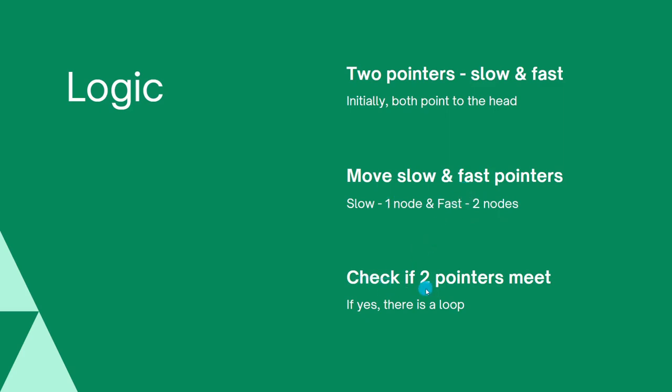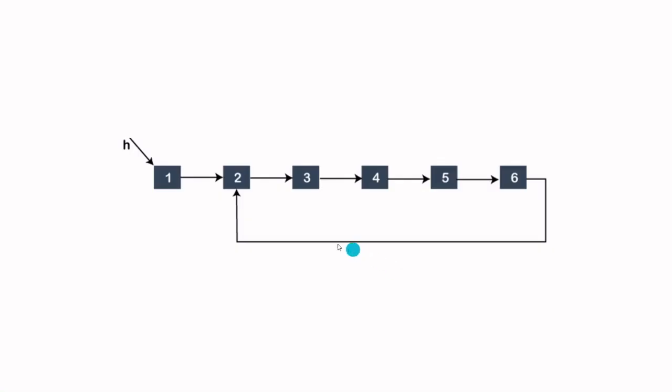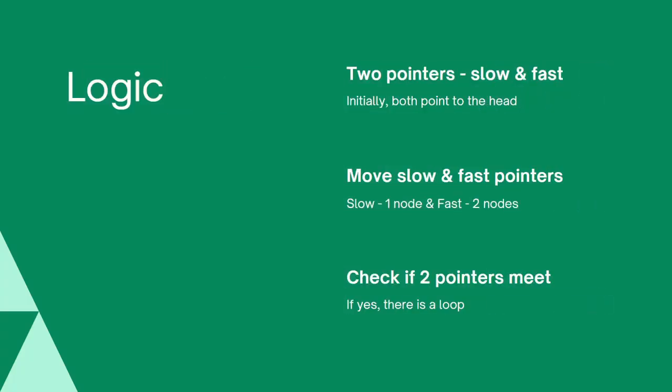And we have to check if in case they both meet at any point, there has to be a loop, right? Why do I say that? So if a pointer is moving at a certain pace and another one is making two jumps, the second pointer is moving at a faster pace, so ultimately it is going to come back to the first pointer, and if it comes back to the first pointer, there is a loop, and that is what we are going to do in this logic, right?